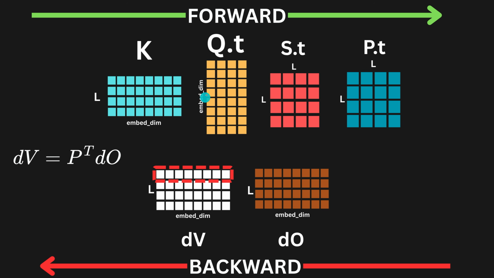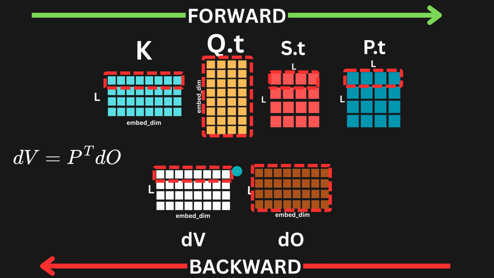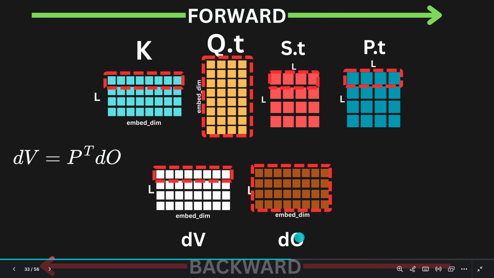So let's just look at the simple version of it. dv is simply p transpose do. So let's look at one vector of dv. This specific vector of dv is equal to p transpose do. How does that work out? I need to do the p transpose, this vector, multiplied by do. Now, I've done one small thing here before we keep going.